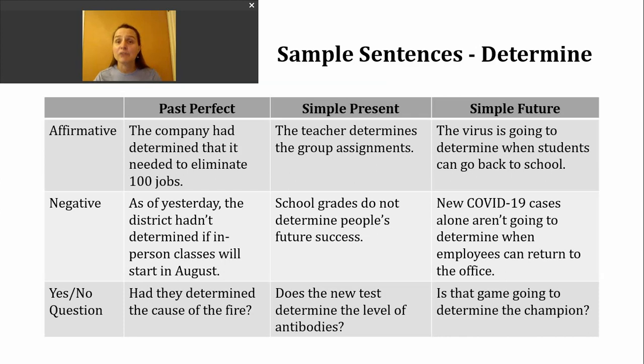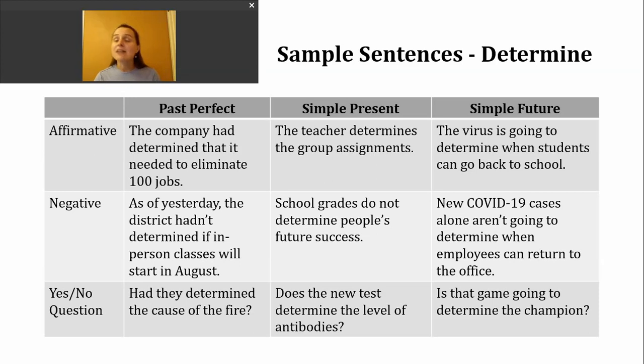Let's look at an affirmative example. The virus is going to determine when students can go back to school. If I want to make my simple future sentence negative, I'm going to insert not after my be verb. Here's an example sentence. New COVID-19 cases alone aren't going to determine when employees can return to the office.